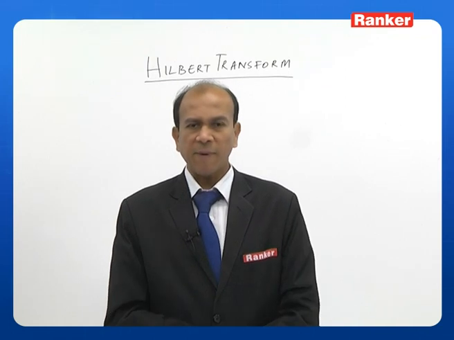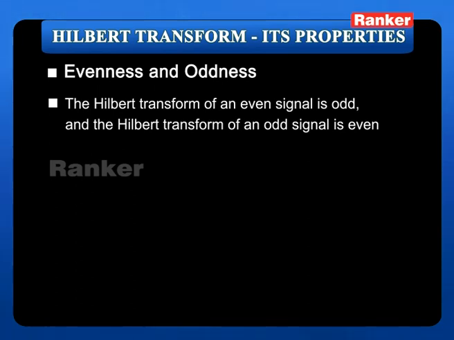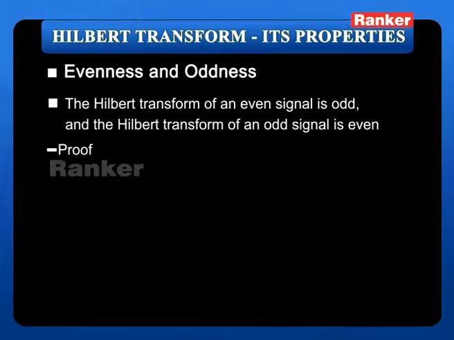Now look at some of the properties of the Hilbert transform. The first property is evenness or oddness. The Hilbert transform of an even signal is odd, and the Hilbert transform of an odd signal is even. It's very easy to remember. This is possible because we are adding a phase lag of 90 degrees. Proof. Let us see the proof.